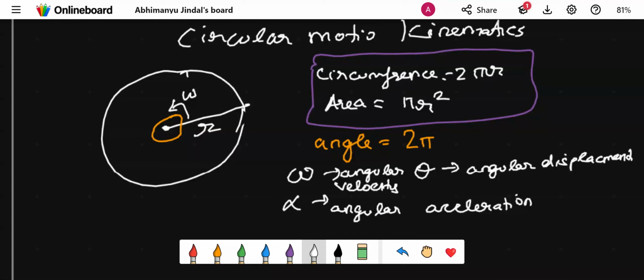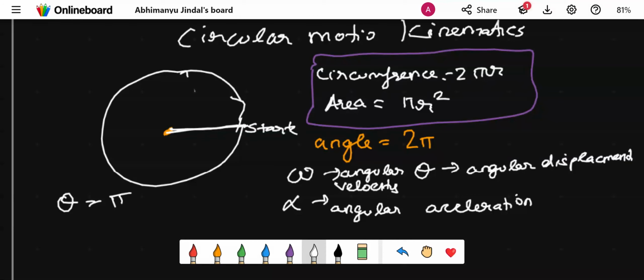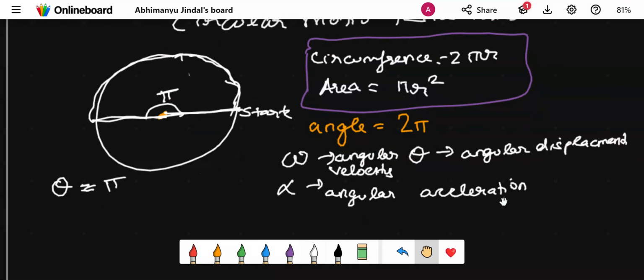Angular displacement is how much of the theta angle you have moved. If 2 pi is the whole circle, let's say this is the center and this is my starting point. The starting point is also very important in such cases. Let's say I have moved theta equals pi. Since 2 pi is the whole circle, pi is right here. So my theta is pi. Angular displacement is obvious, right?